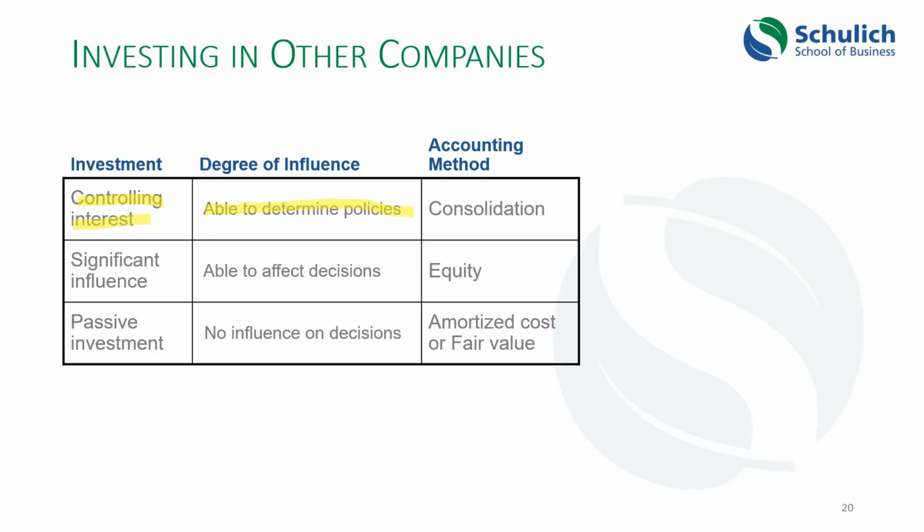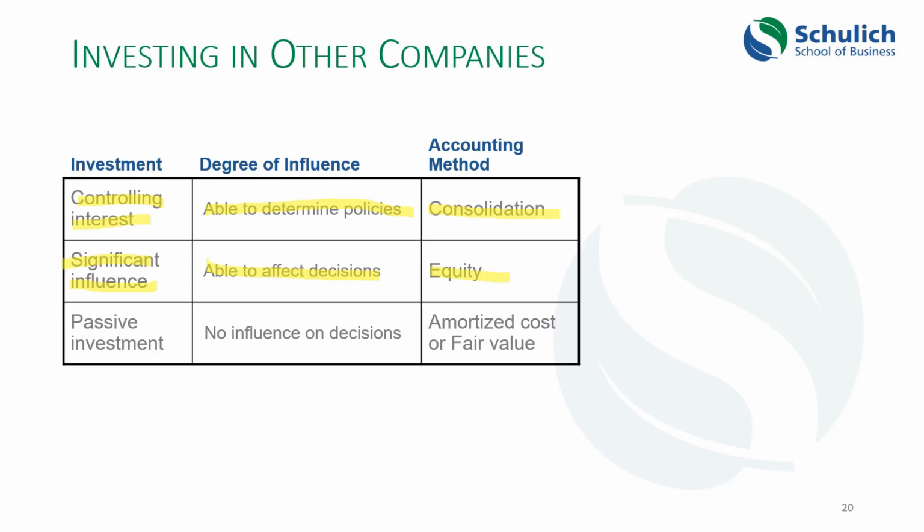So in that case, what has to happen by accounting regulation is that you have to consolidate that other company that you invested in into your financial statements to produce consolidated financial statements. We'll look at how that's done in a little bit of detail later on. If you have a significant influence position, then you have the ability to affect the decisions, even though you don't necessarily directly control them, but you have a significant effect on them. In that case, the accounting is done through the equity method, which I'll describe in a minute.